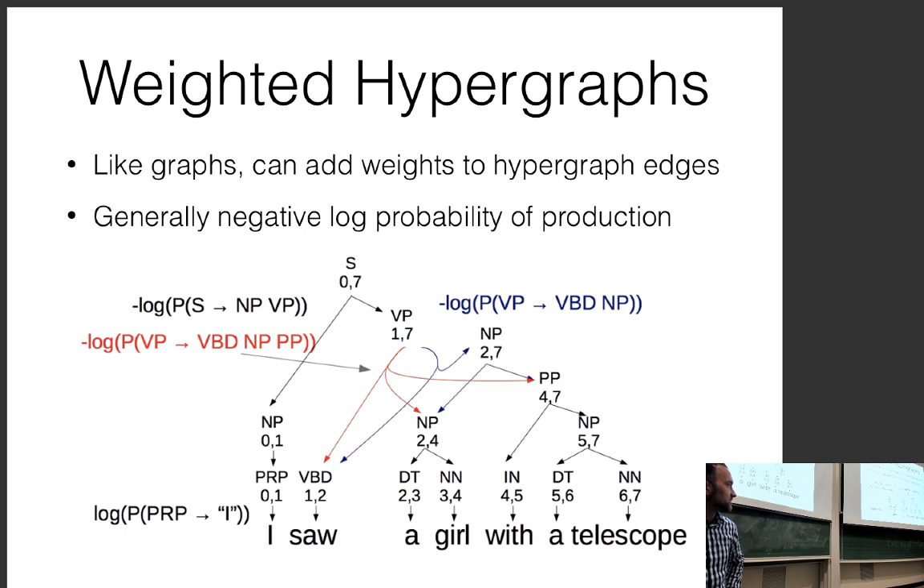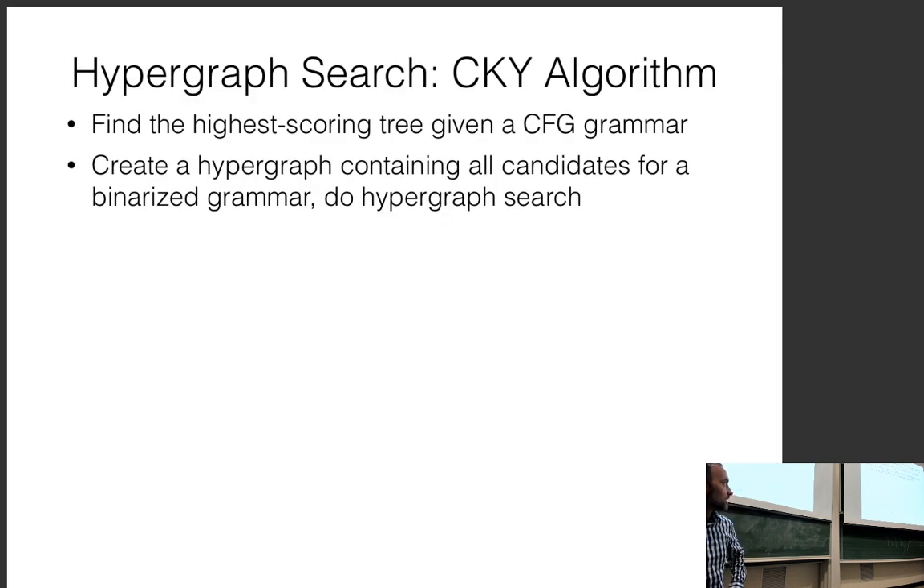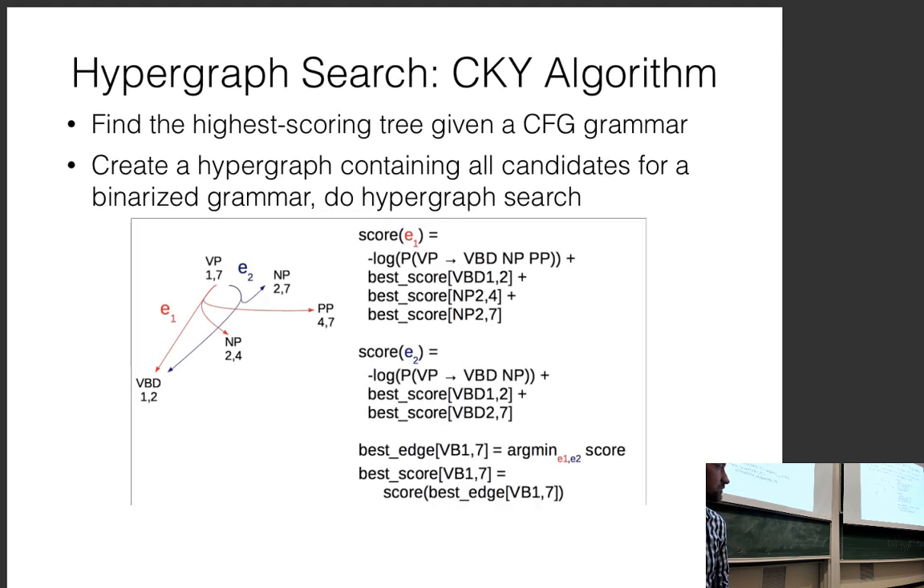So we give weights to each of these edges. And the CKY algorithm, which I presume a lot of people know from an NLP class, or maybe algorithms for NLP, is essentially a way to find the highest scoring tree given a context-free grammar. And you can view it as creating a hypergraph containing all candidates for a binarized grammar and then doing a hypergraph search.